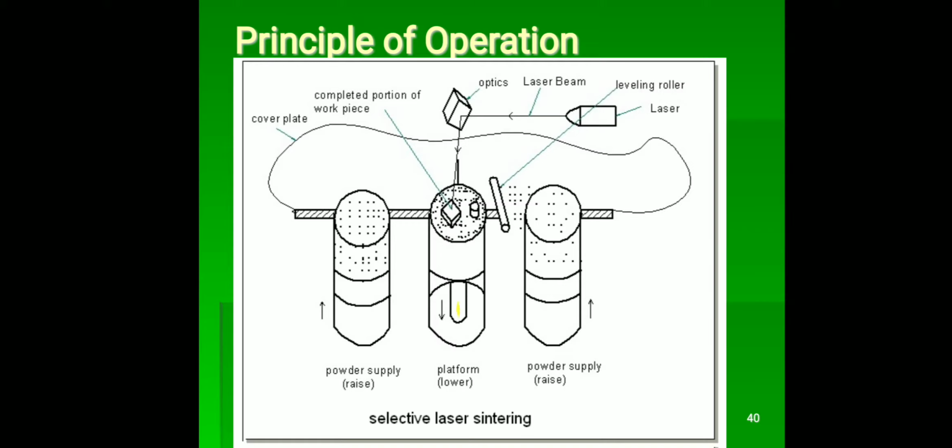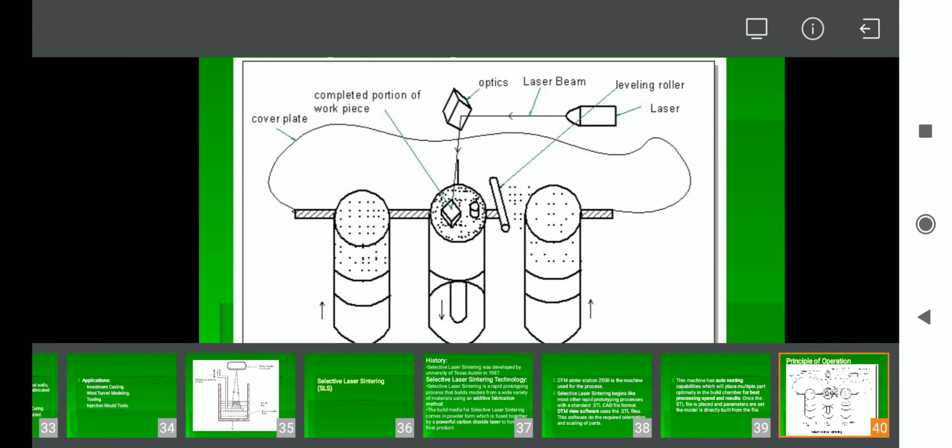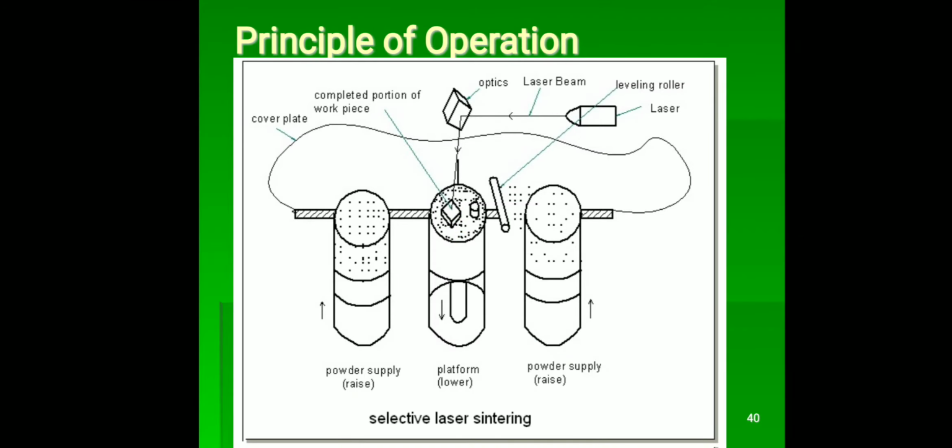Afterwards this platform moves downward, then we again form a layer, then again roll with the leveling roller, and with the help of the layer we form a second layer over it. So this way first layer, second layer, third layer, and we create each layer on top of the previous layer, formed with the help of this laser. And in this way we can produce a workpiece like this sample over here. So this is the principle of operation used in selective laser sintering.